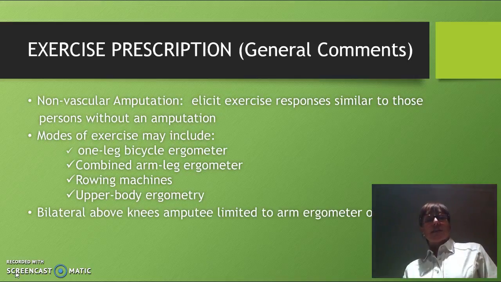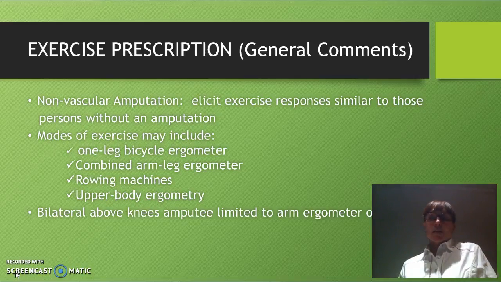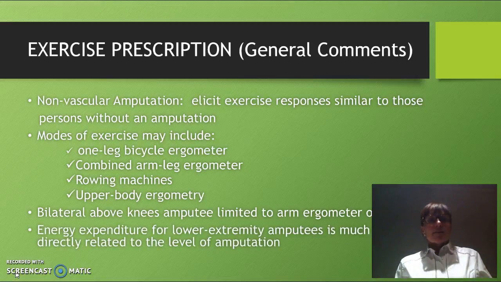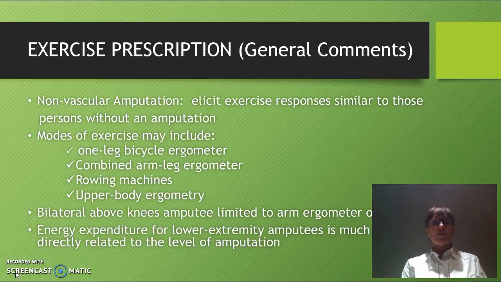Bilateral above-the-knee amputees are limited to arm ergometers or swimming, but I did read that there are some situations where, depending on how much of the leg has been removed, you may be able to use a treadmill or some sort of exercise bike, but that would just depend on the person with whom you're working. And the last thing to point out here is that energy expenditure for lower extremity amputees is much higher and directly related to the level of amputation.